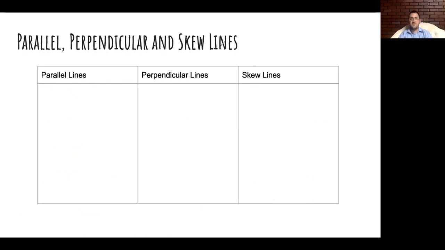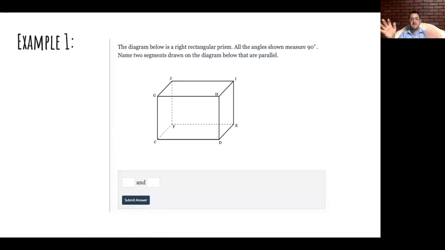All right, your first type of Delta Math exercise today is just going to be reading the diagrams and naming. So this is a right rectangular prism, and it's asking us for two segments drawn in the diagram that are parallel to each other. And you can choose any two segments that are parallel. I'm just going to use my highlighter and choose two that look parallel to each other. So maybe I'll do these two. So I'll have GH and JI.